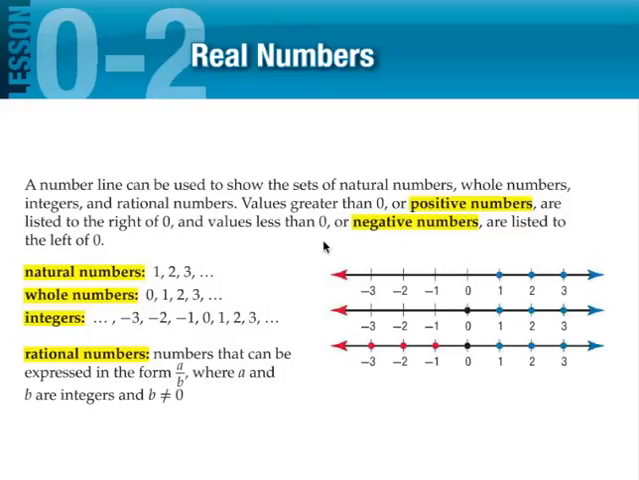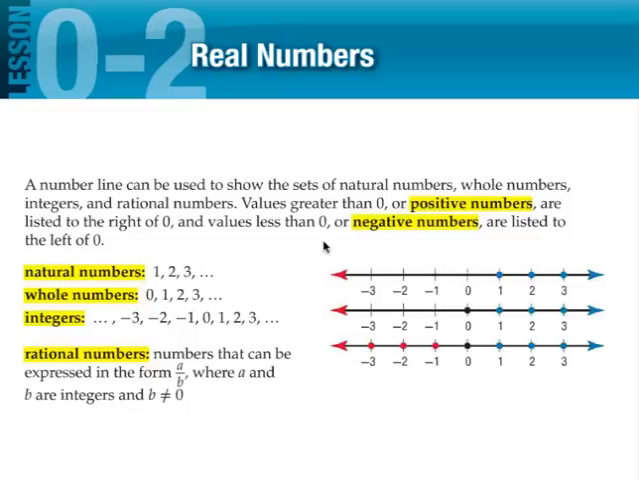So if you look up here on the board, this is an excerpt taken from your book, and we're just going to read that paragraph in class together. It says a number line can be used to show sets of natural numbers, whole numbers, integers, and rational numbers. Values greater than 0, or positive numbers, are listed to the right of 0, and values less than 0, or negative numbers, are listed to the left of 0. So these are 3 examples of a number line.